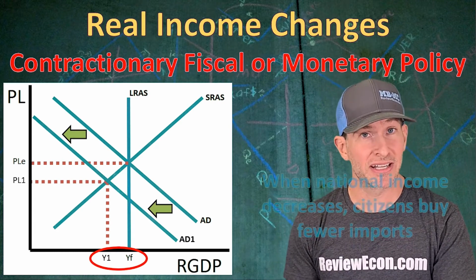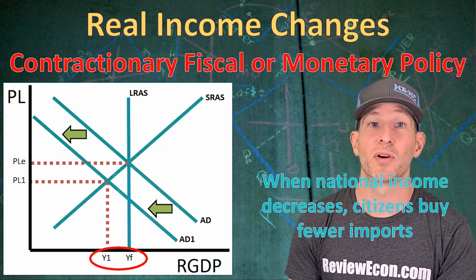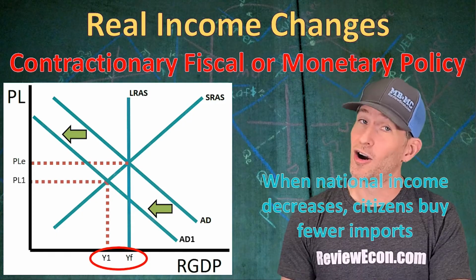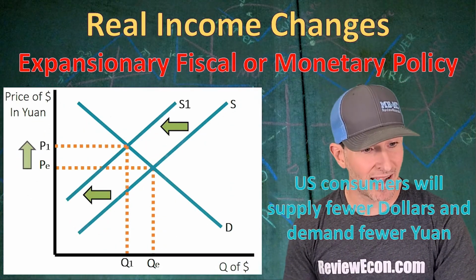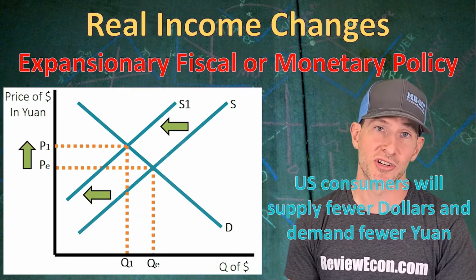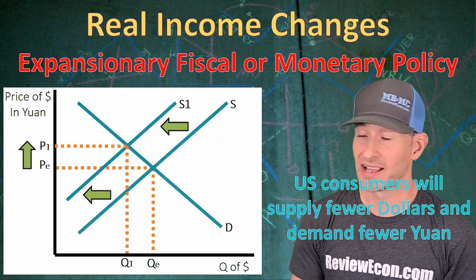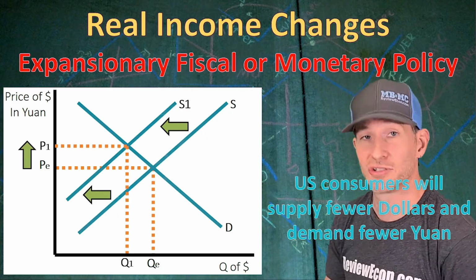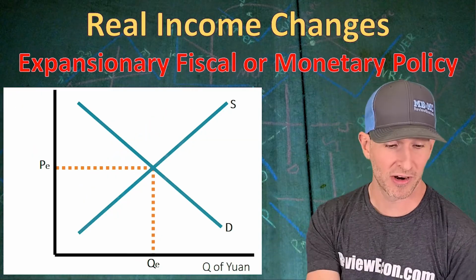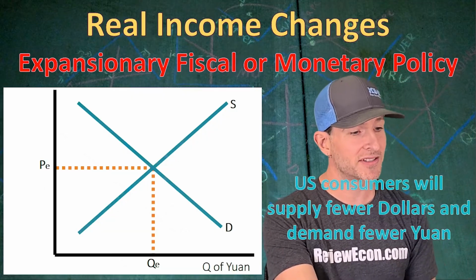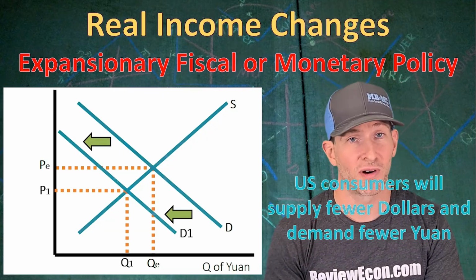And with that decrease in national income, citizens are going to buy fewer imports. Over on the foreign exchange market for the dollar, that means there will be a decrease in the supply of US dollars as US consumers will buy fewer Chinese-made goods. And that's going to cause the US currency to appreciate. And over on the foreign exchange market graph for the Chinese yuan, we are going to see a decrease in the demand for US dollars, and that is going to mean that the Chinese yuan is going to depreciate.